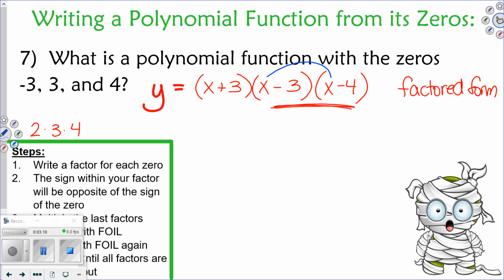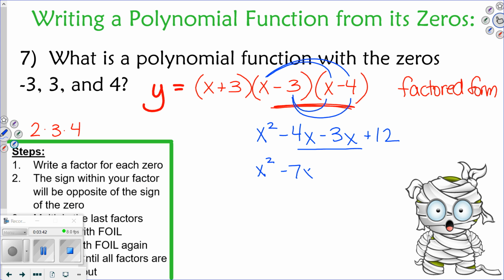X times x. X times -4. -4x. -3 times x. And -3 times -4. Positive 12. This is one of those problems, guys, as we get working. If you mess up one sign, we're in trouble. Okay, it'll mess up everything else. All right, I do have like terms. We'll go ahead and clean it up. X squared. Good. -7x plus 12.